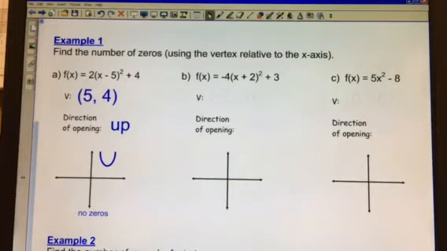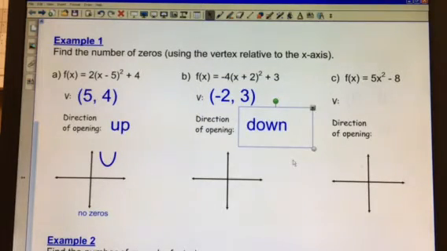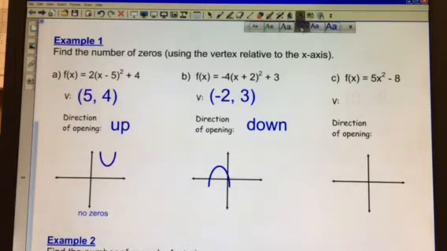In example B, f of x is in vertex form again. The vertex is (-2, 3). The a value is negative 4, so your direction of opening is down. So let's make a sketch of this graph. We have (-2, 3), the parabola opens down, so the sketch looks something like this. And so this time you have 2 zeros.